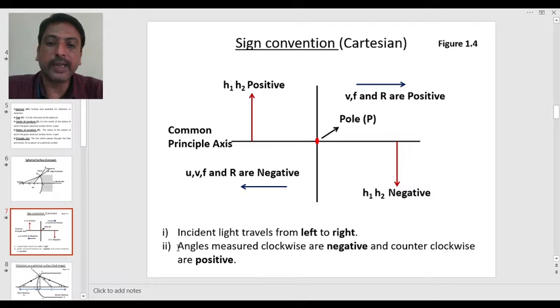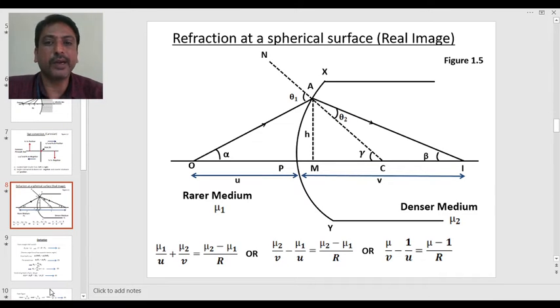And finally, the angles measured clockwise are taken to be negative, and the angles measured counterclockwise are taken to be positive. It means with these sign conventions, we are going to discuss the refraction of light with respect to a spherical surface, and by considering these conventions we are going to draw the geometrical figure.